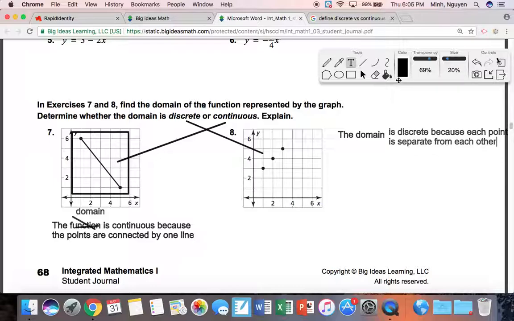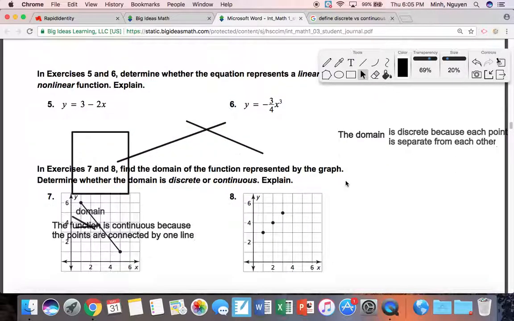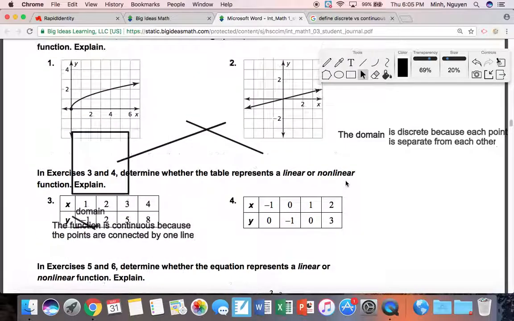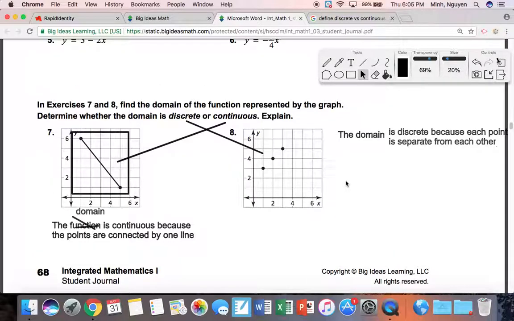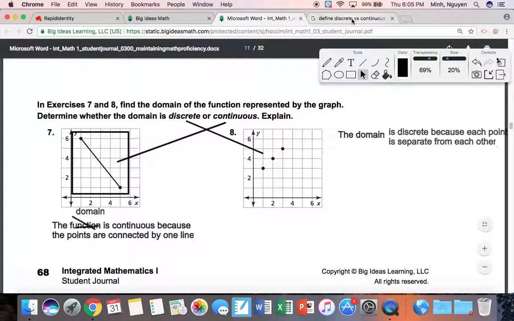All right guys, there we have it. Like I said, the student journal is kind of inadequate on this one. Definitely go into your books to practice distinguishing things like discrete, continuous, linear, nonlinear, function or not function. And as usual, if you have any questions, ask your teacher or let me know, and we can get those answered.